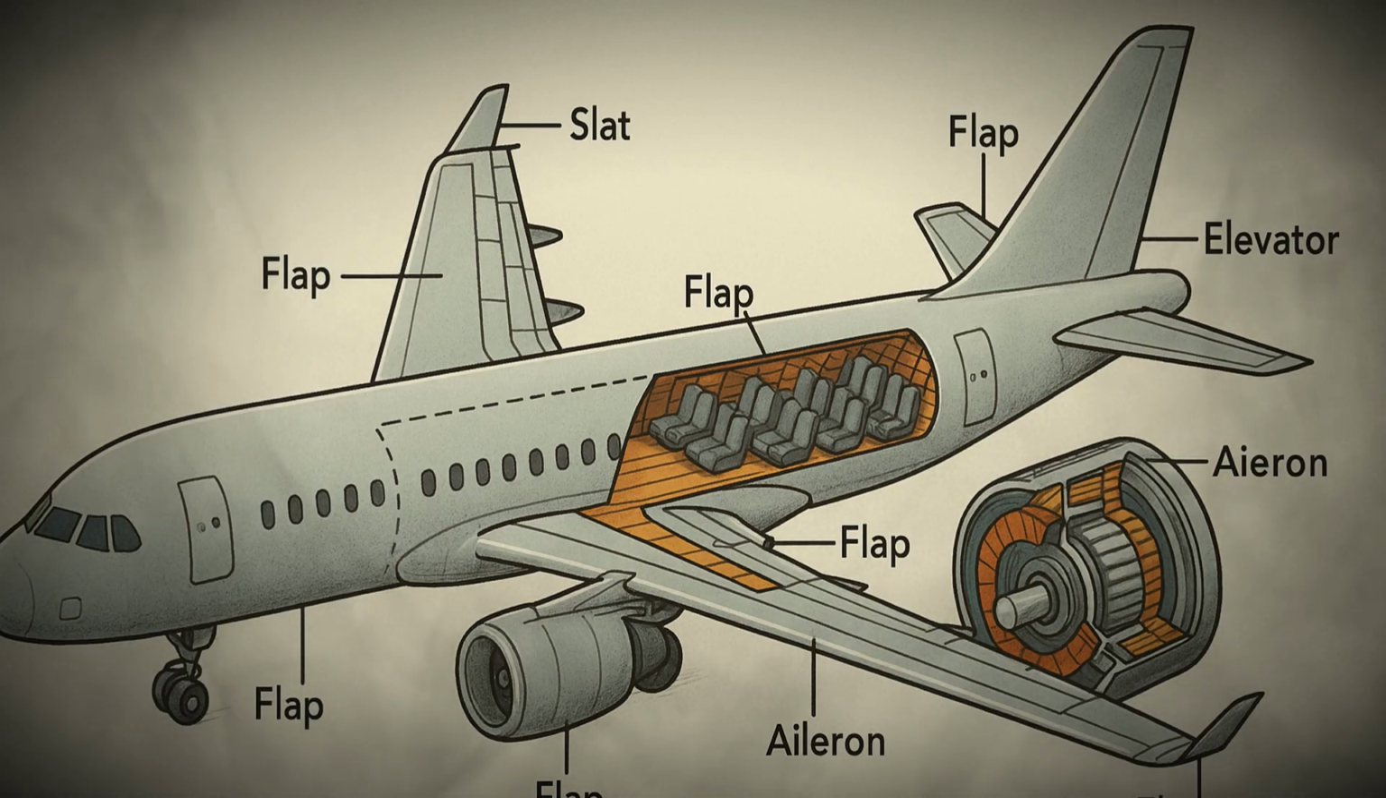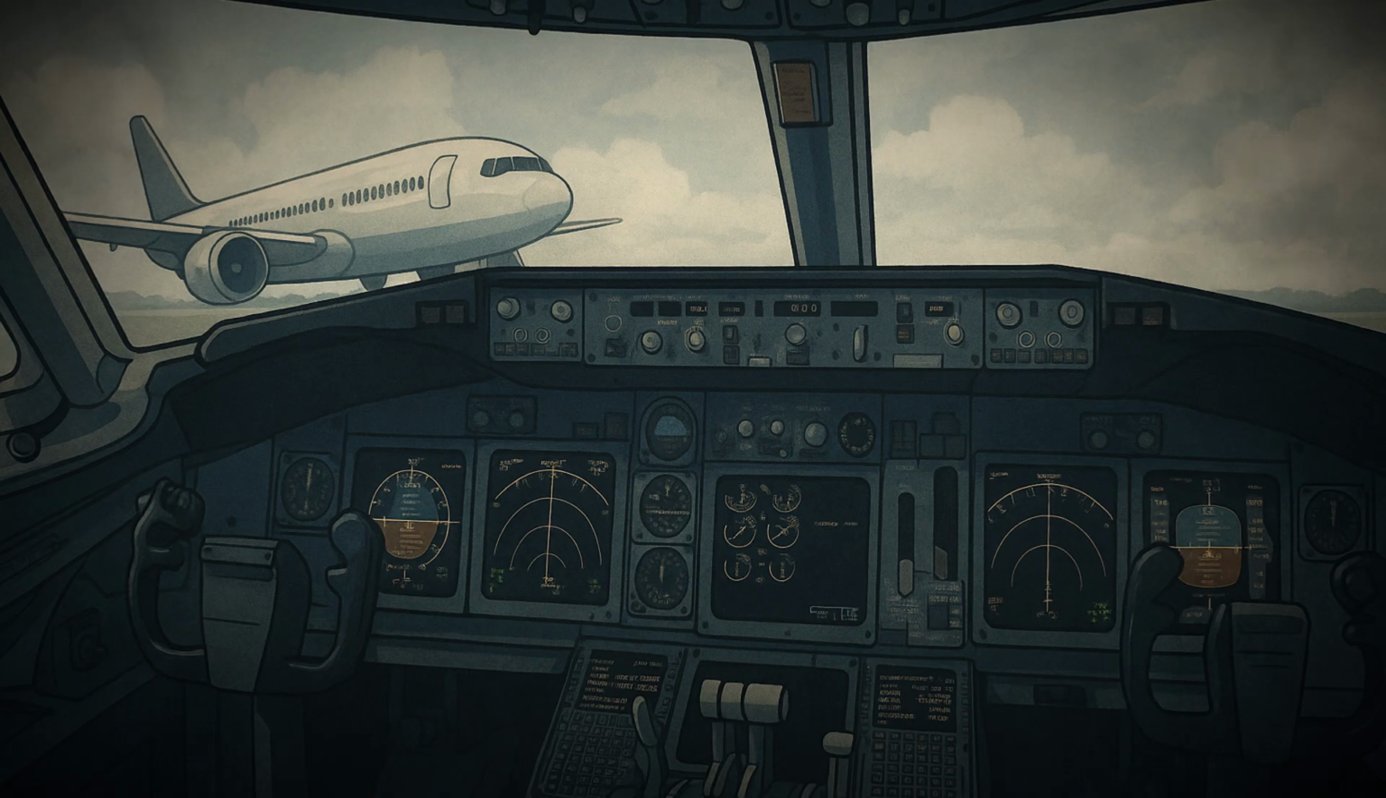There are several types of drag, each with distinct causes and effects, and pilots and engineers must always consider how to minimize or control them to achieve efficient flight. The first type is parasite drag, which includes form drag, skin friction, and interference drag.